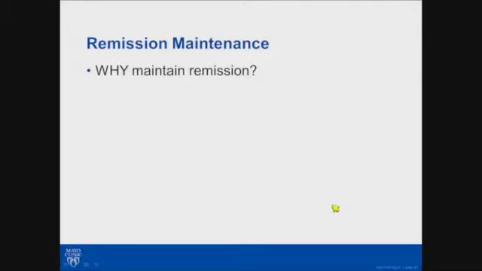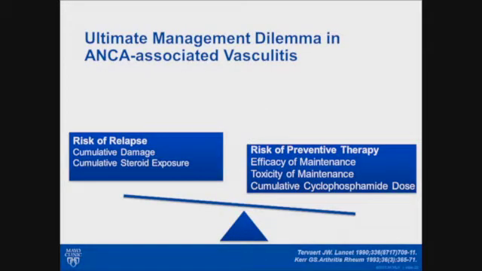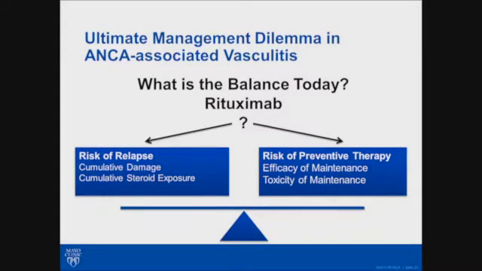So a couple of words on remission maintenance before I close. Why maintain remission? Well, and how to maintain remission. Why is clear, we want to prevent damage. How? There are various ways of doing it. But ultimately, it's always about the balance of the risk of relapse and its resulting cumulative damage or its resulting cumulative steroid exposure versus the risks associated with keeping patients on remission maintenance drugs such as azathioprine or methotrexate or rituximab in this day and age.